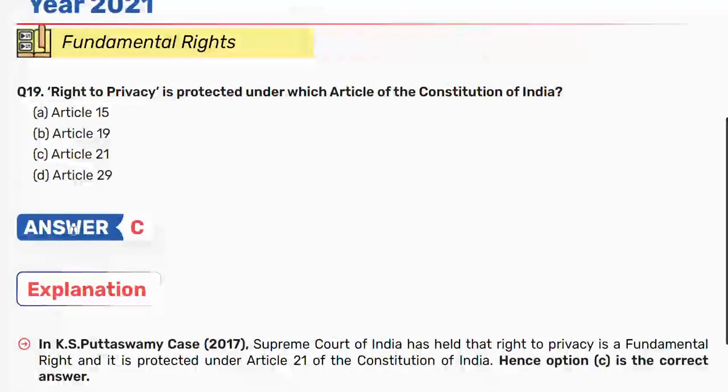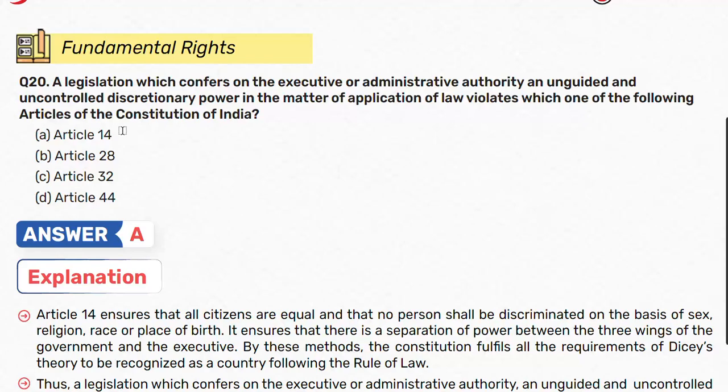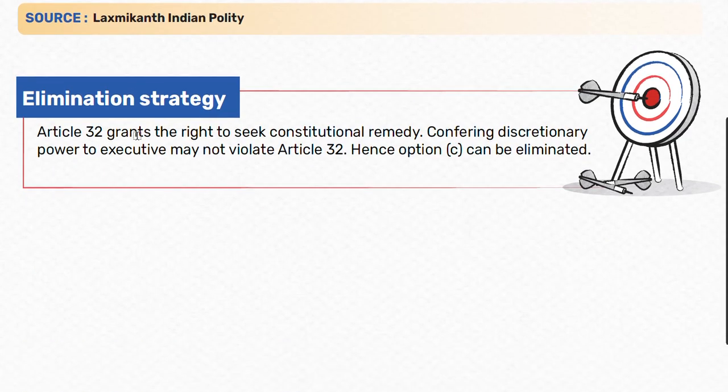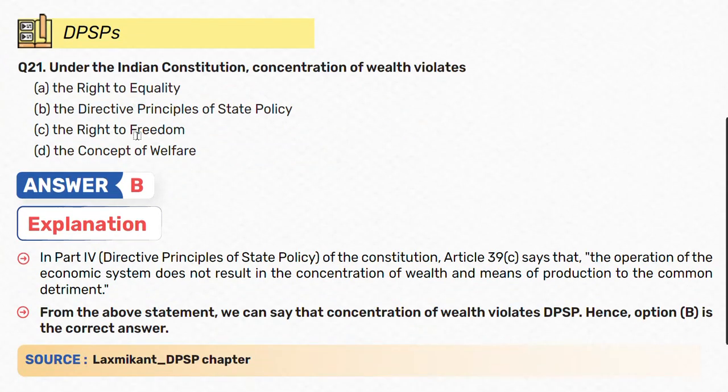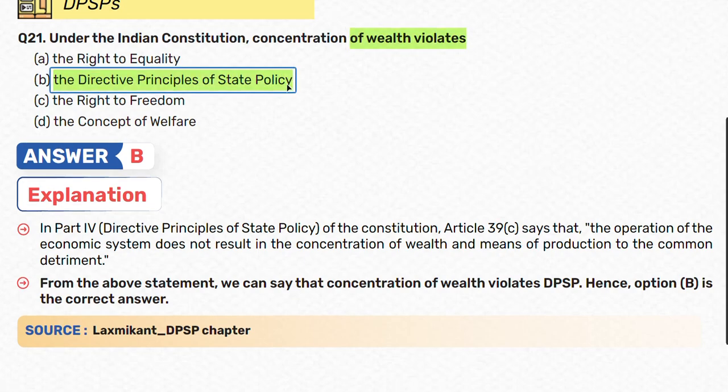Right to privacy is protected under Article 21. Again, a repeated question. A legislation which confers on the executive authority an unguided, uncontrolled discretionary power in the matter of application of law violates which of the following? Article 14, of course, right to equality. Under the Indian Constitution, consideration of wealth violates right to equality, right to principle of state policy. B should be the correct answer.